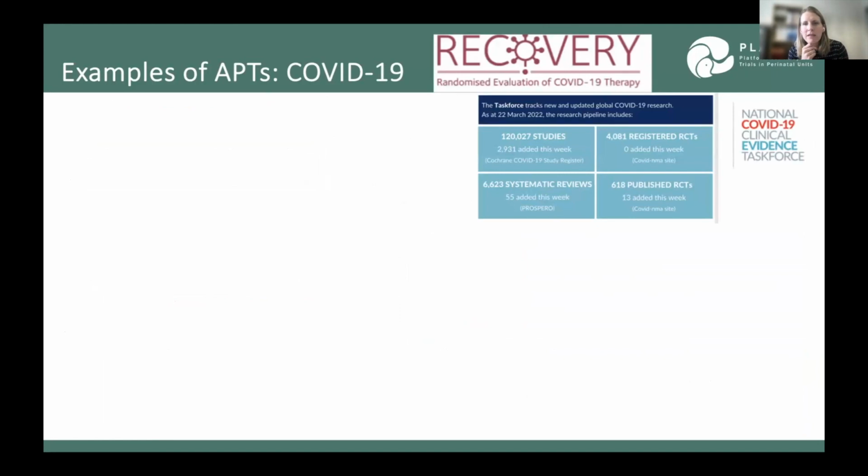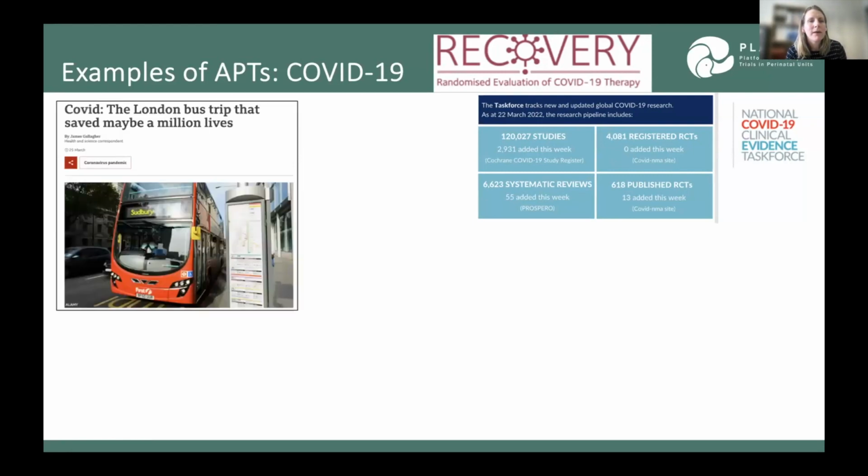And the other example of that is the RECOVERY trial, which was in the UK, which is also a platform adaptive trial. This little picture here is just taken from the National COVID-19 Clinical Evidence Task Force, just to show you how much was happening in this space. So this is a year old, 18 months old now. And at that point in time, there'd been 4,000 registered RCTs looking at therapeutics for COVID-19. 600 of them have been published, but very few of them actually went on to have enough information in them to change practice, other than those that were taken from the platform trials such as RECOVERY and REMAP-CAP.